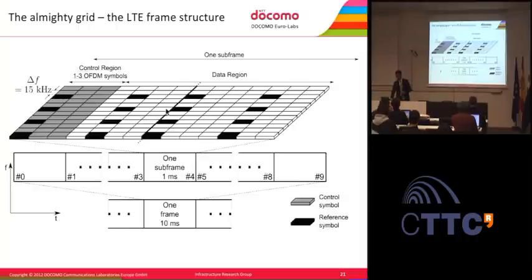The control region is not fixed in length. It can vary between 1 and 3 OFDM symbols. So if you're scheduling very few UEs in your system, you need not use 2 or 3 OFDM symbols. You can even get by with just 1. But if you're scheduling a lot, then you could use the entire width. These black boxes are the reference symbols for one antenna port, as we saw yesterday. And of course, if you have more antenna ports, then you have more of these reference symbols.